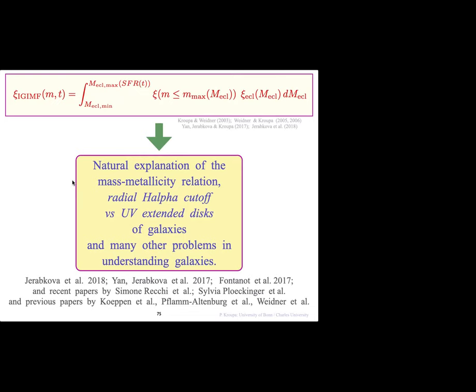For example, we have a natural explanation of the mass-metallicity ratio of galaxies, of the radial H-alpha cutoff versus UV extended disk. So if you look at this galaxy, the UV light extends to larger radii, while the H-alpha light goes to smaller radii. And this is fully understood in this framework as a consequence of star formation happening in embedded clusters. And many other problems disappear, which have not been so far solved in extragalactic astrophysics.